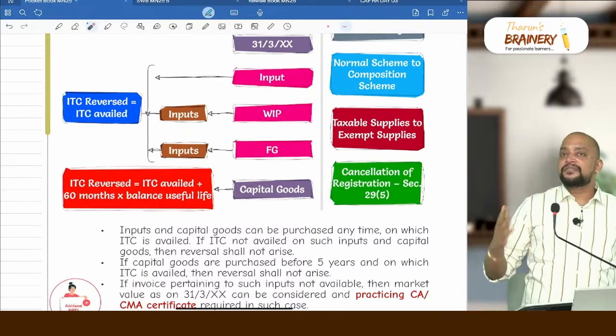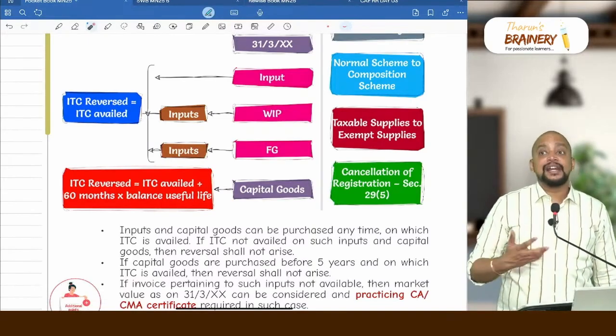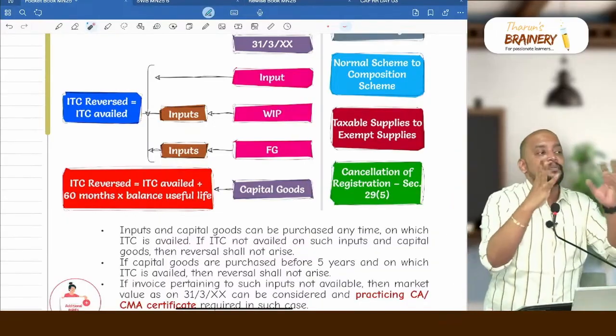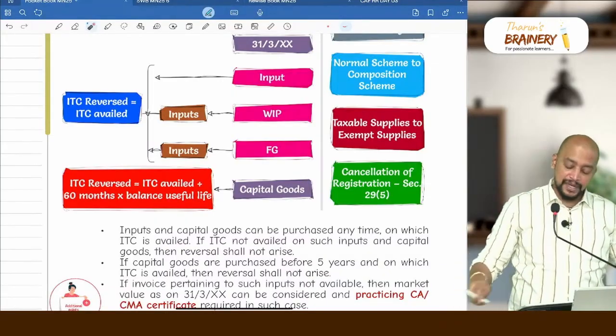Suppose 1,50,000 needs to be reversed, but you have a balance of 1,75,000. So from 1,75,000, this 1,50,000 will be adjusted. So the balance 25,000 will lapse. Okay, that is the meaning of this.